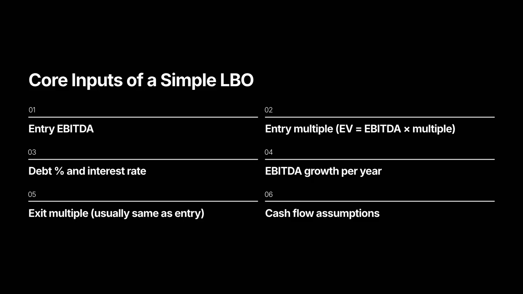Core inputs of a simple LBO. When you build the model, you begin with the essentials. You need entry EBITDA. You need the entry purchase multiple. You need the debt percentage and interest rate. You need an EBITDA growth assumption each year. You need an exit multiple, usually equal to the entry multiple for beginners. And you need basic operating cash flow assumptions.